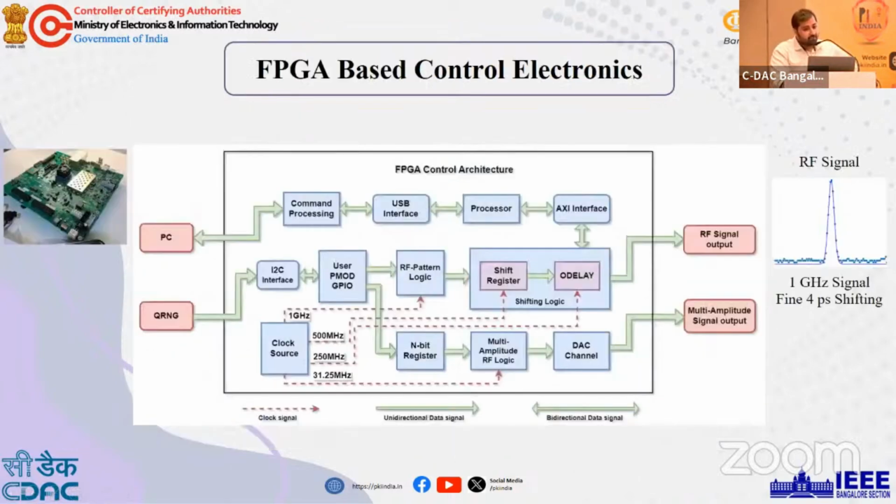So this is the FPGA-based control electronics architecture for our experimental setup. This is the FPGA board. The first layer is an AXI interface that serves as the user command interface. We can give a user command and get any information from this layer. The other thing is that whatever random numbers we have generated from the QRNG can be integrated using the I2C protocol using these peripheral modules. It can generate an RF output signal. We are currently generating a 1 gigahertz signal. It is a 1 nanosecond signal with very fine 4 picosecond shifting. Apart from this, the last layer generates a multi-amplitude signal that I will show you in the next slide.